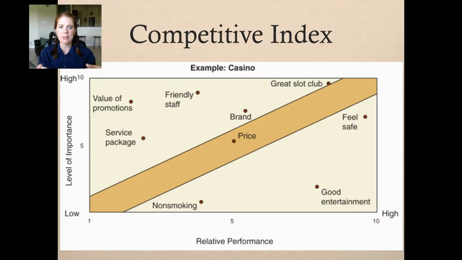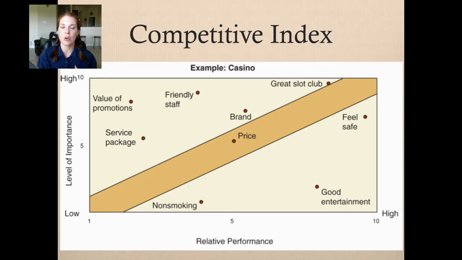Now, this specific visual from your book is one way to map it. A lot of times, instead of seeing just the single quadrant, you'll actually see 4 quadrants, which is what we're going to see in the next example. And so in this, there's a scale of importance from 1 to 10 on your y-axis and relative performance from 1 to 10 on your x-axis.